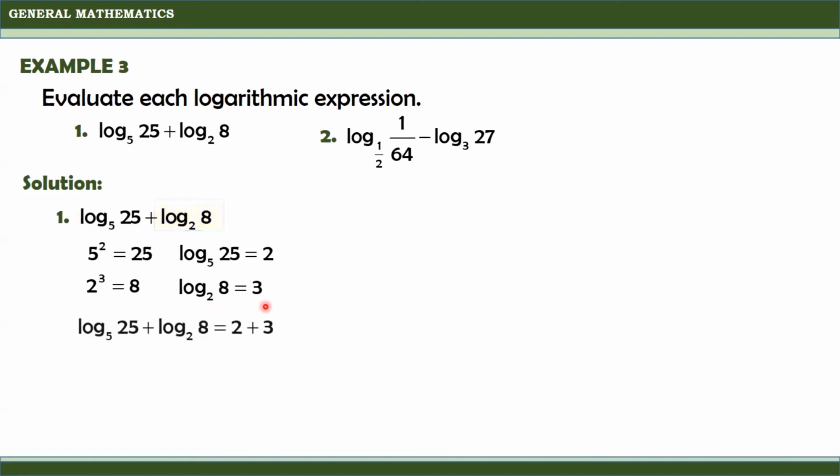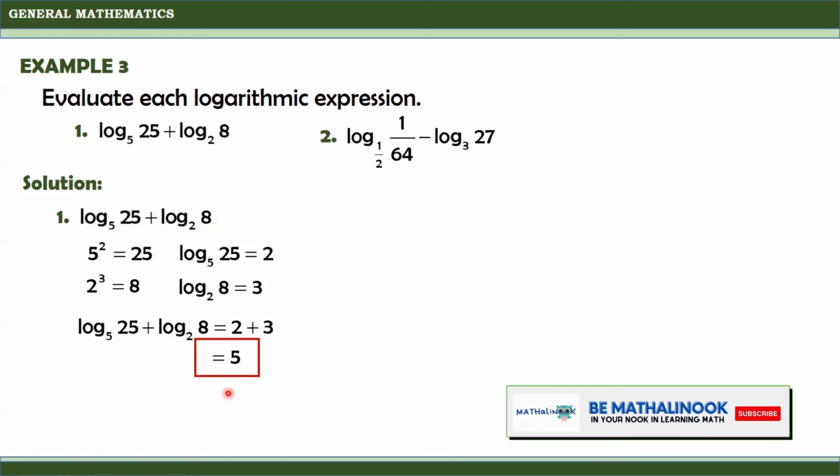With this, the expression logarithm of 25 to the base 5 plus logarithm of 8 to the base 2 is actually equal to 2 plus 3. Simplifying 2 plus 3, we will have 5. Therefore, the expression logarithm of 25 to the base 5 plus logarithm of 8 to the base 2 is actually equal to 5.